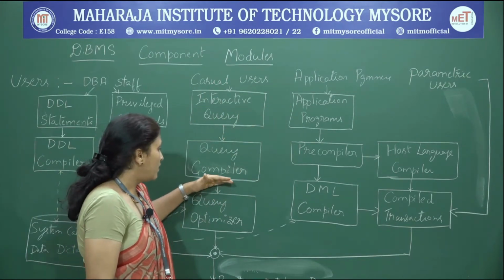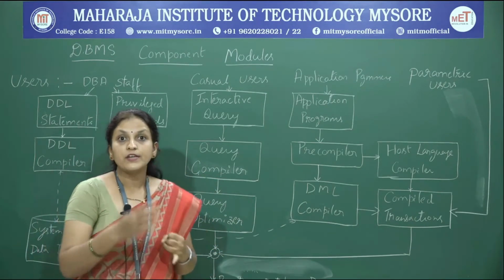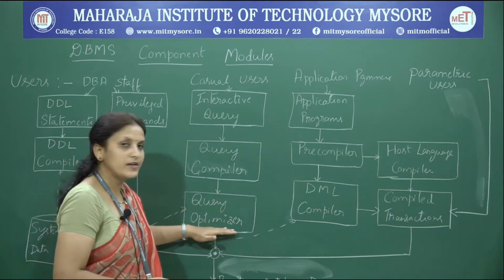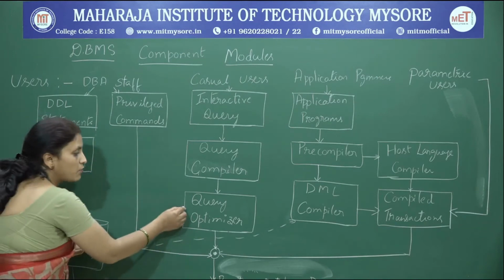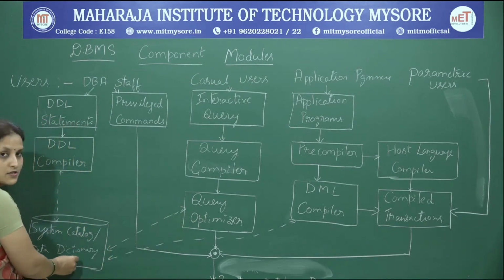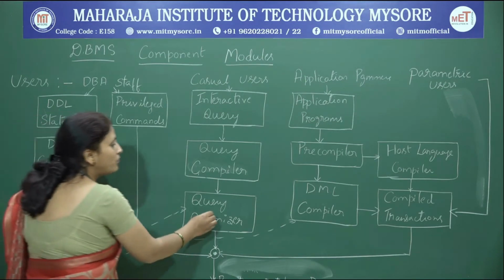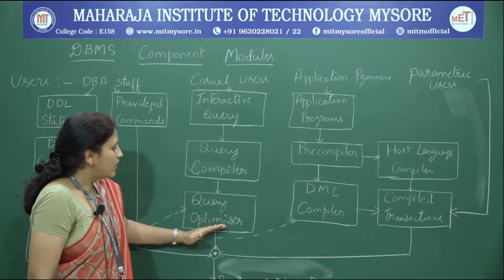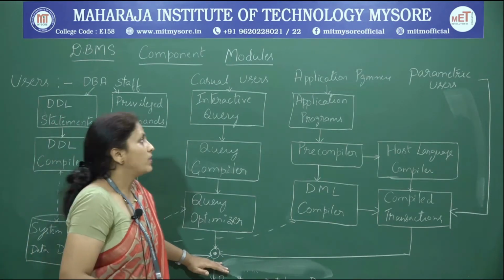Once it is compiled, it is going to be optimized. The operations can be rearranged in order to improve the efficiency. Such optimization can be done with the help of the catalog. Okay. The query optimizer interacts with the system catalog or the data dictionary which is stored in the disk, and it optimizes the query if needed. Okay. Once it is done, it will be fed to the runtime database processor for further processing.